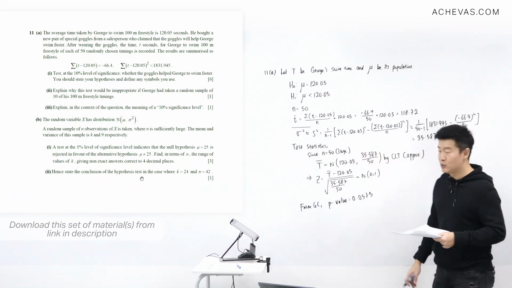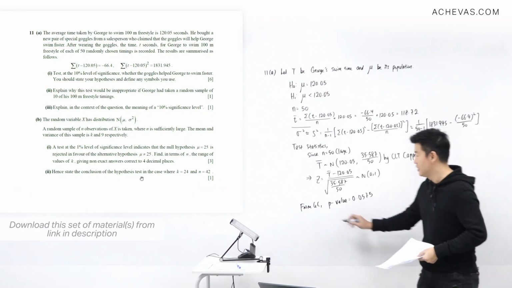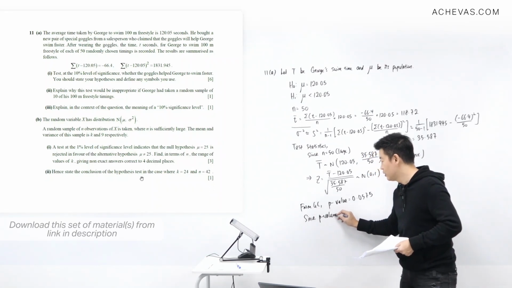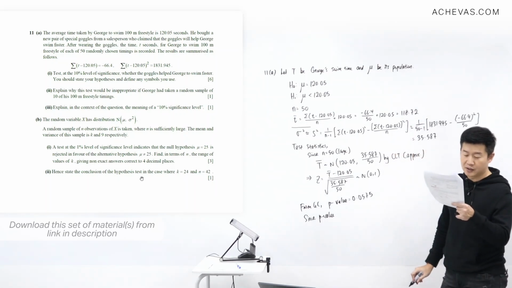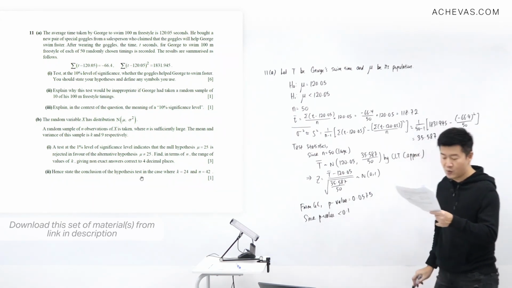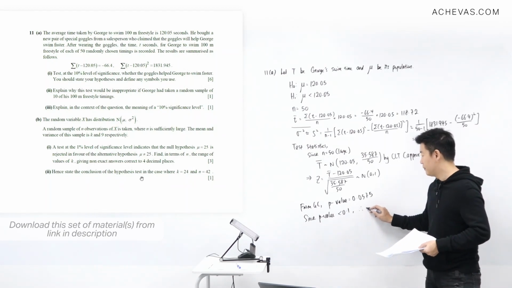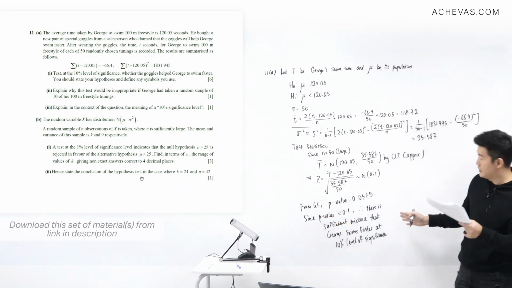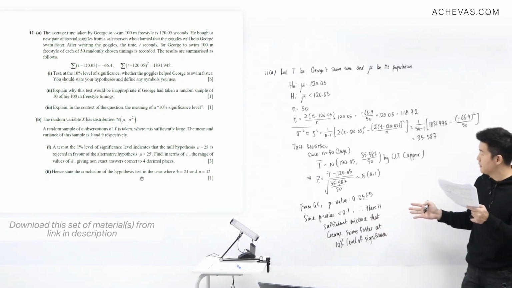From this p-value, we are going to compare it to the level of significance. Since this p-value, which is 0.0575, when we compare it to the level of significance, which is 10%, is less than 0.1, therefore there is sufficient evidence that George is swimming faster at the 10% level of significance.